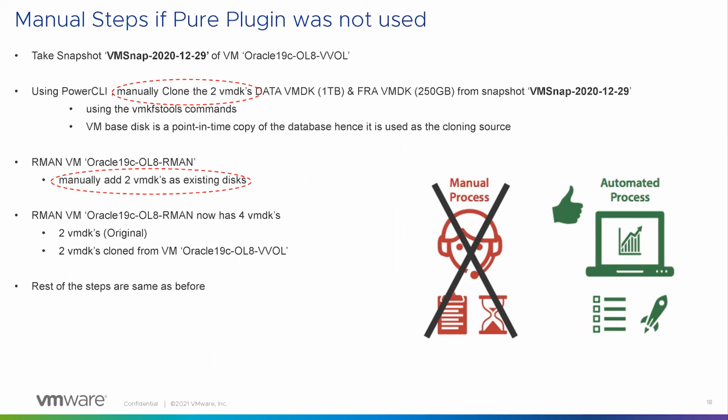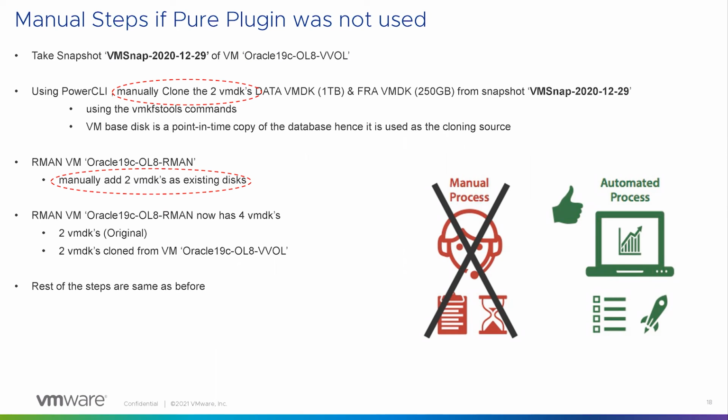We would have to manually add the two VMDKs as an existing disk, right? And now it would have four VMDKs, two VMDKs original and two VMDKs cloned from the virtual machine. And the rest of the steps are exactly the same as we said before, which means you would scan the bus to see the new VMDKs.